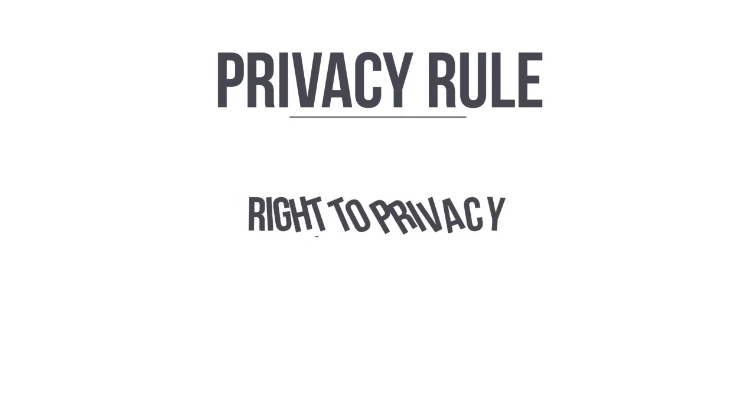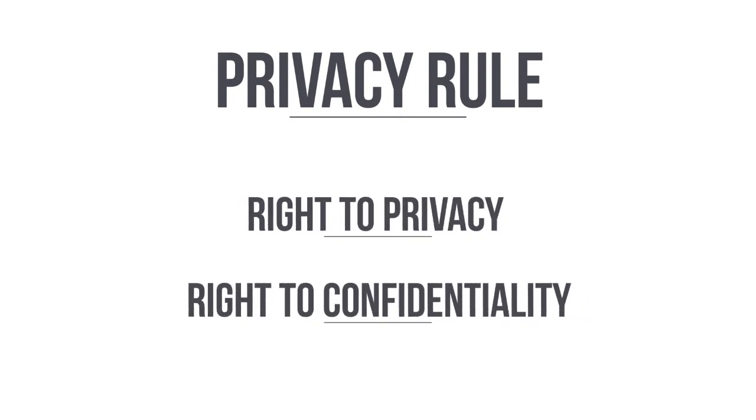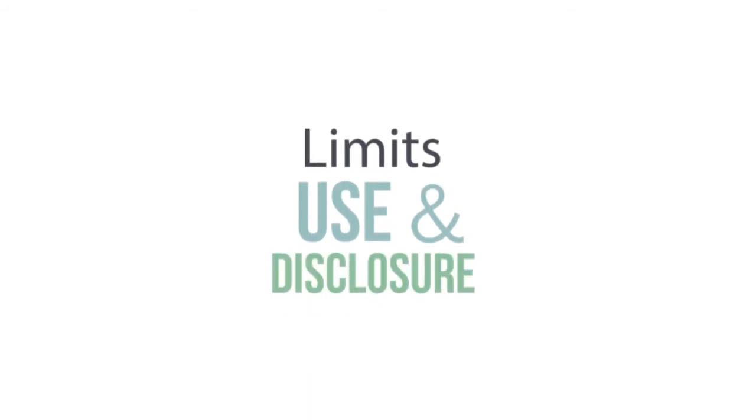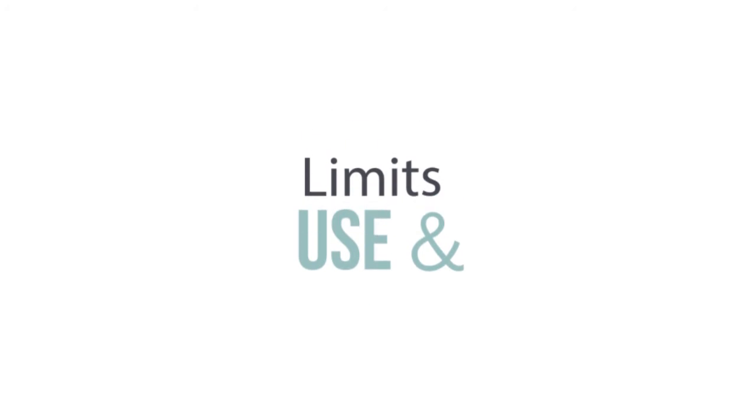The Privacy Rule. What is it? The Privacy Rule protects an individual's right to the privacy and confidentiality of individually identifiable health information. How does the Privacy Rule protect PHI? It limits the use and disclosure, almost all of which requires the individual to authorize that use or disclosure.